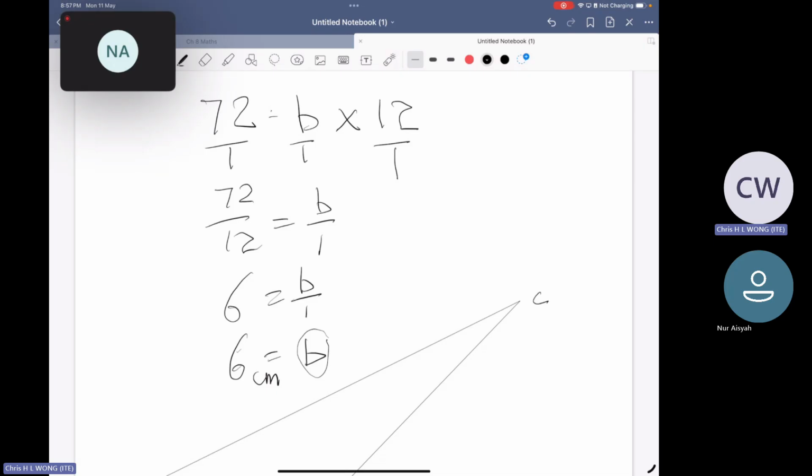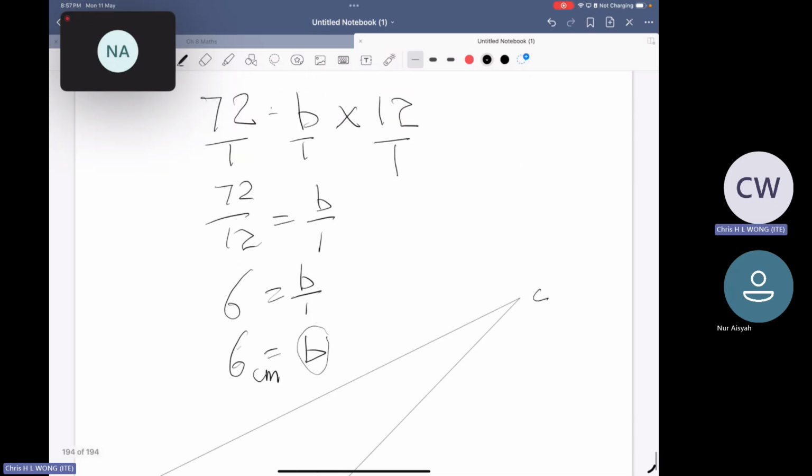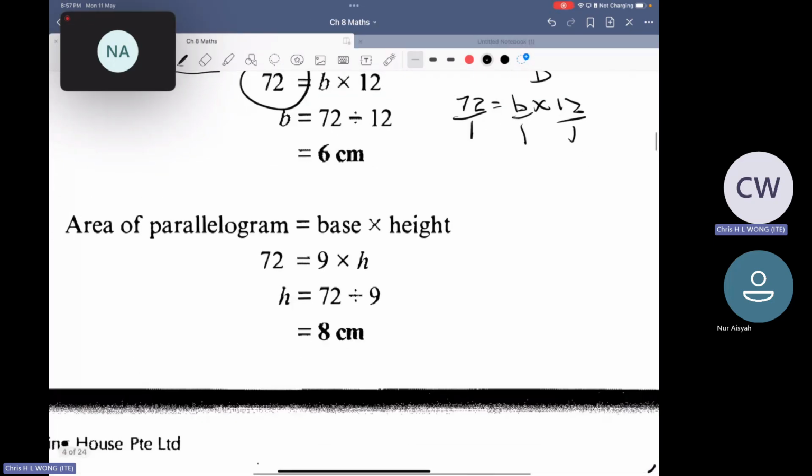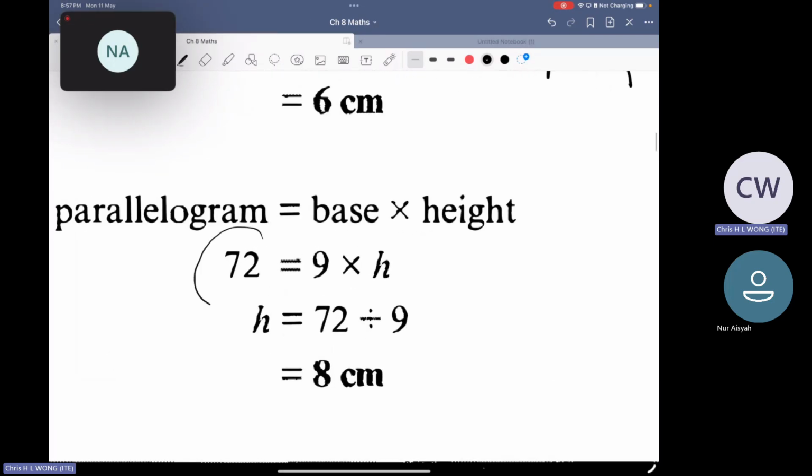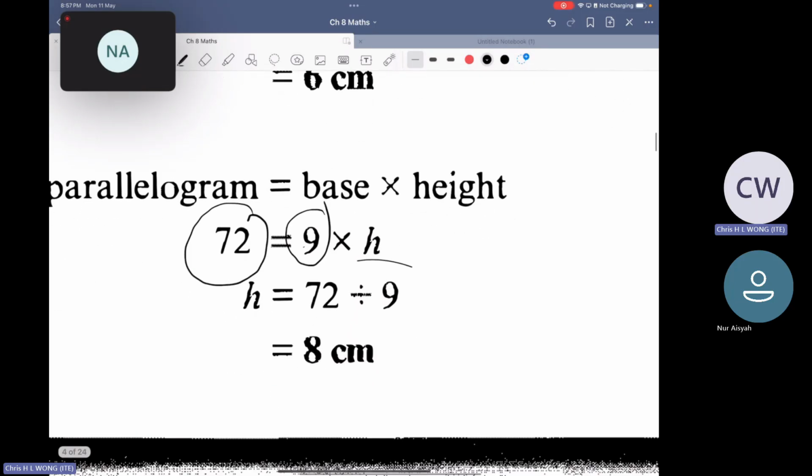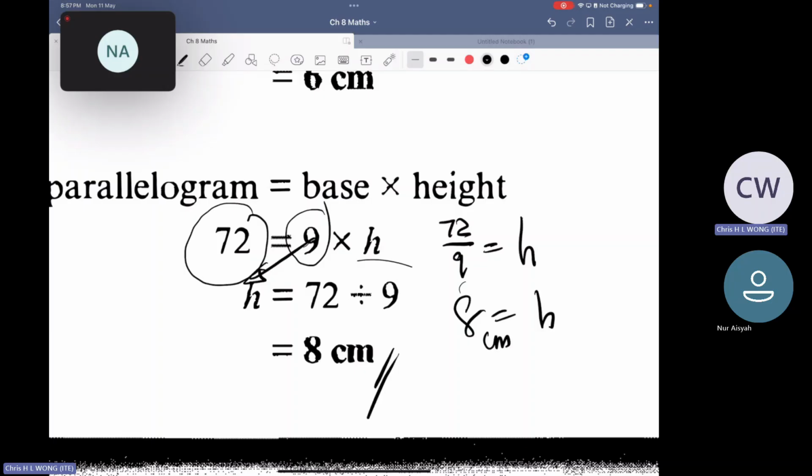Yeah. So now, that's the first one. If you look at the second one, same thing. Now I give you the area. I give you the base. You're supposed to find the height. Same thing, cross multiply. 72 divided by 9 equals to h, right? Same, isn't it? So 8 equals to h, 8 cm. That's why you have 8 cm.